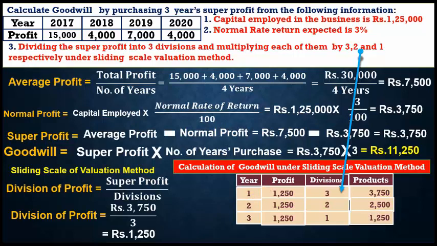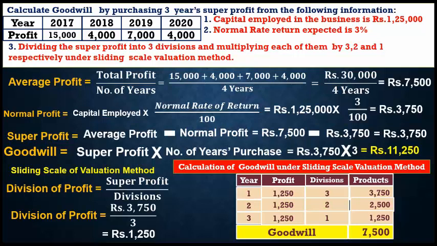1,250. That's why the goodwill is equal to the sum of the products. You have to add all three products. 3,750 plus 2,500 plus 1,250. What is the goodwill? 7,500. Okay, this is the goodwill under sliding scale valuation.